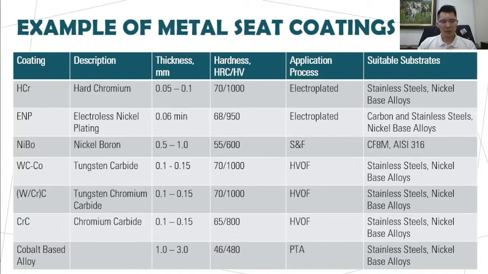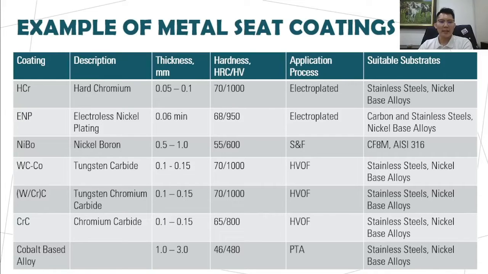These are some of the common examples I have extracted about the metal seat coating. The first one is HCr, the hard chrome or hard chromium. For hard chromium, the coating thickness is usually 0.05 to 0.1 millimeter. The hardness is 70 in Rockwell scale C, or 1000 in Vickers. The application method is electroplating, as we mentioned just now, and the suitable substrates are stainless steels and nickel-based alloy.